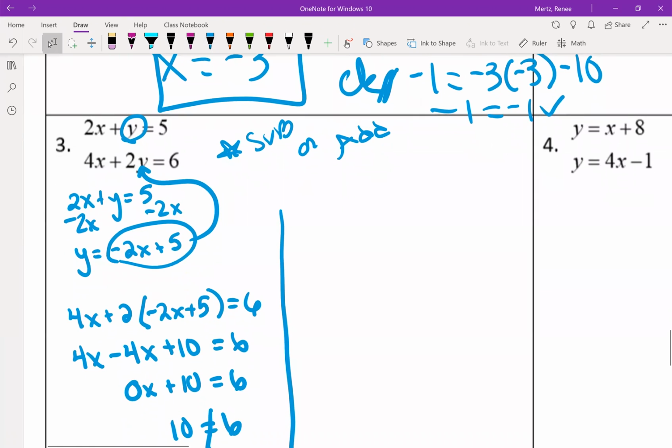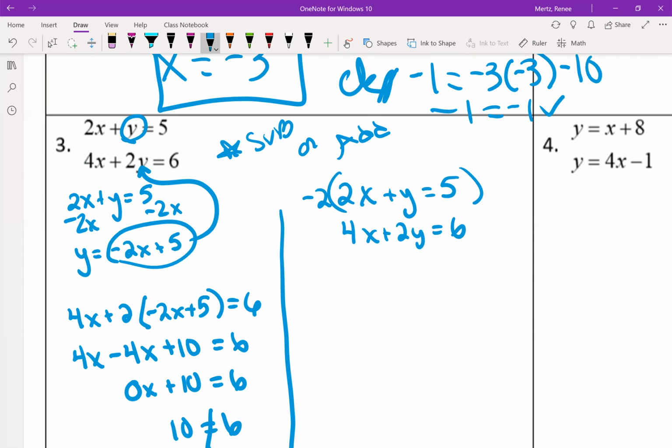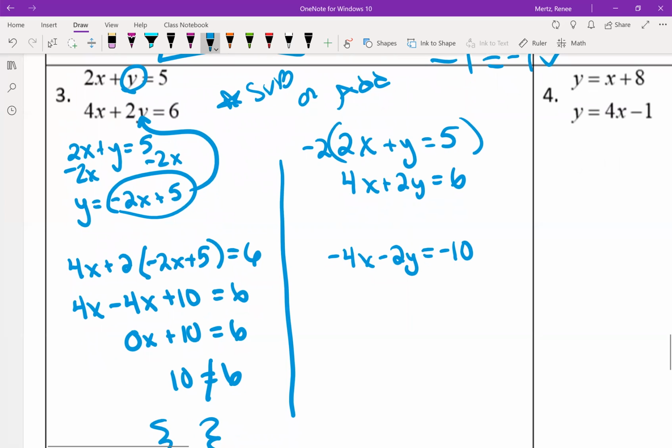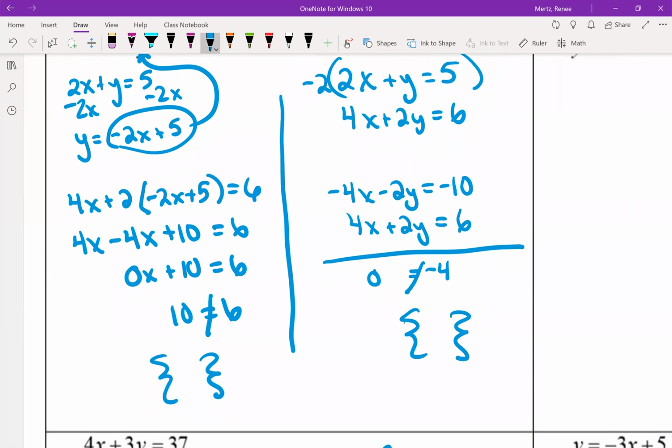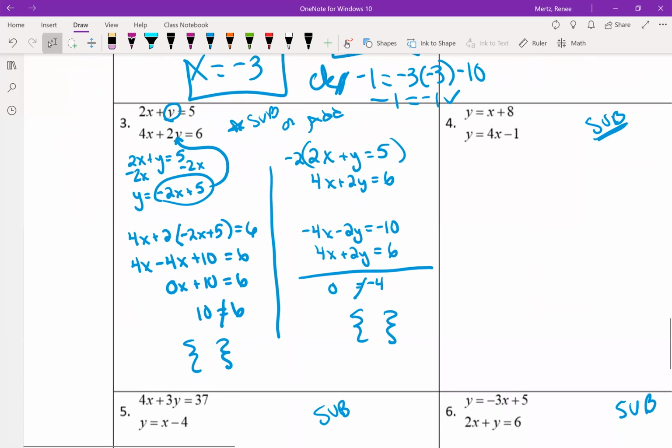If I chose addition method, I stack them. I'm going to multiply the top one to eliminate x's by a negative 2. So I get negative 4x minus 2y equals negative 10. Stack it with 4x plus 2y equals 6. We get 0 here equals negative 4. So that's not true. So again, that's what it would look like. Everything wipes out, no solution.